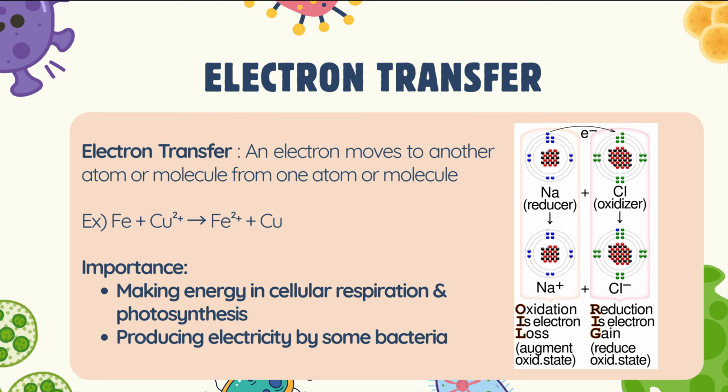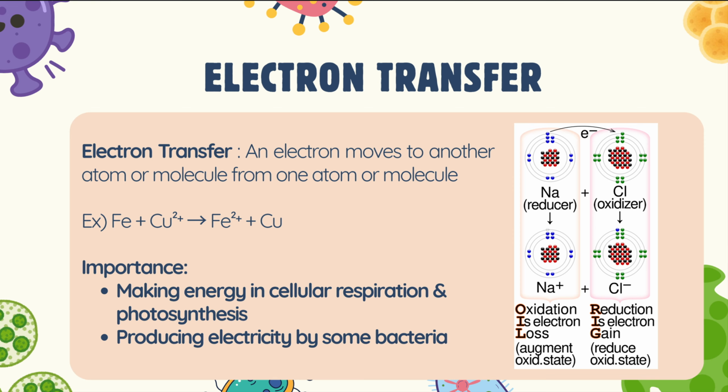So the next one is electron transfer. Electron transfer is when an electron moves from one atom or molecule to another atom or molecule. The example is iron and copper. Iron plus copper 2+ ions produces iron 2+ ions and copper. This is because the iron loses 2 electrons while copper 2+ gains 2 electrons. This is an example of an electron transfer.